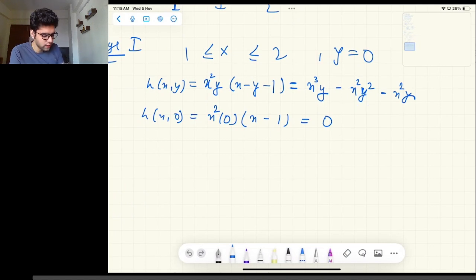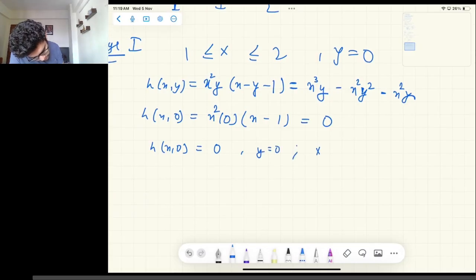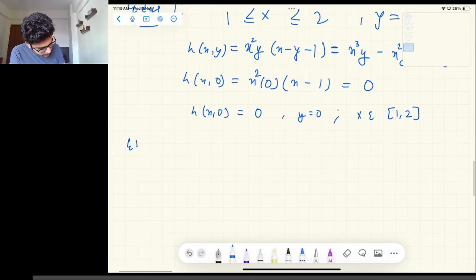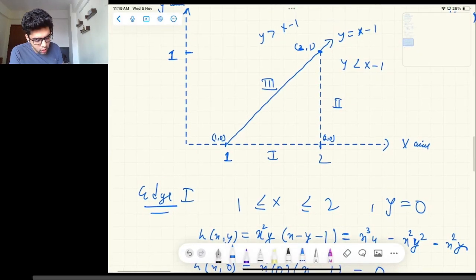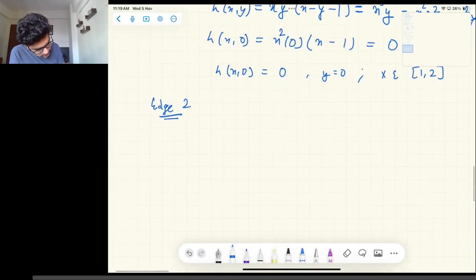So basically the function becomes 0 when my x is lying between 1 and 2 and my y is equal to 0. So I have another point, h(x, 0) is equal to 0, where y is equal to 0 and x lies between 1 and 2. Now at h2, I have all points where my y is equal to x minus 1, and my x lies between 1 and 2, right?